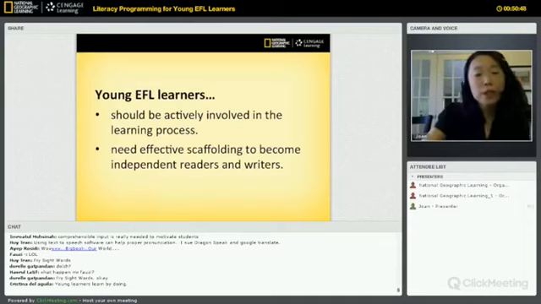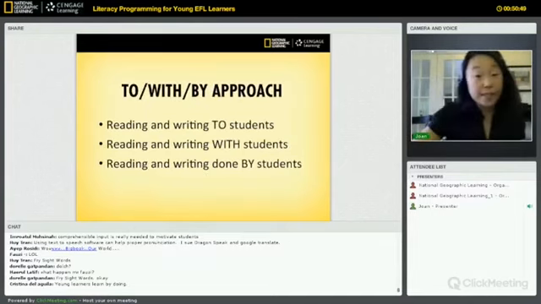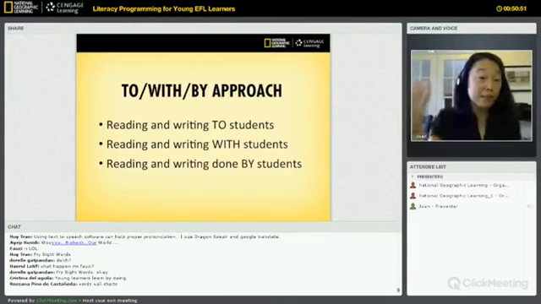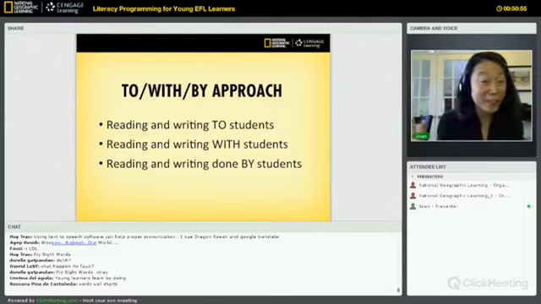So we're nearing the end of our time together, but I did want to point out, and you guys are going to be getting a reading that talks all about these different ways to approach literacy instruction with your young learners.